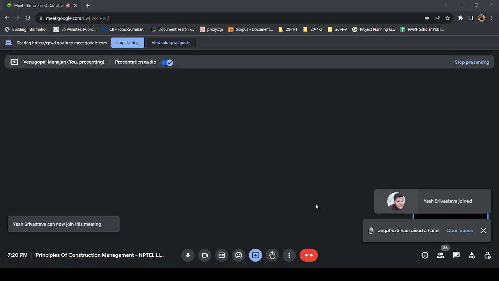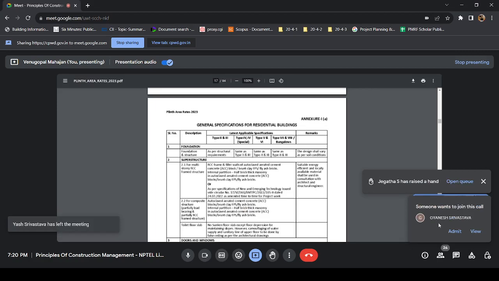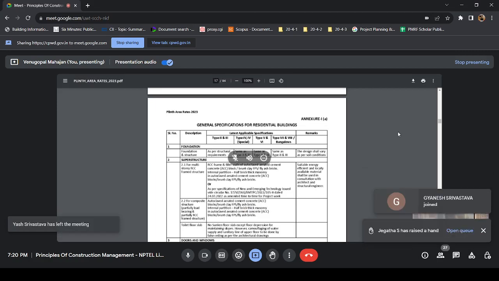Okay, what else is there? One thing I left for you at that time, that we will discuss, is when we are discussing plinth area rates. You remember spatial planning?